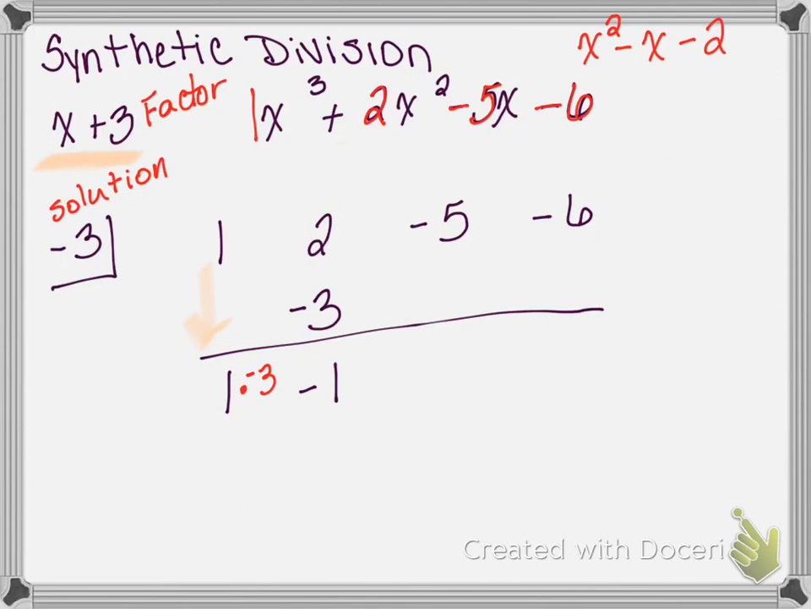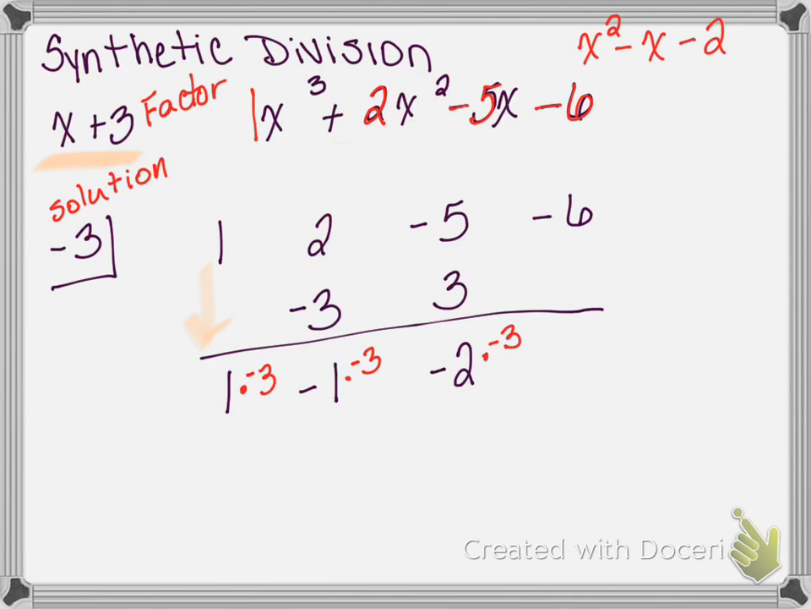Then I take that -1, I multiply that -1 times my solution, or what I'm dividing by. I'm dividing by x plus 3, and the solution to that is -3. So I multiply -1 times -3. When I do that, I end up with +3. I combine -5 and +3. When I combine those, I get negative 2. And you guessed it, the next thing I'm going to do is I'm going to take negative 2 and multiply that times negative 3.